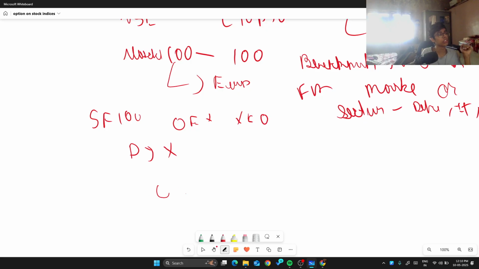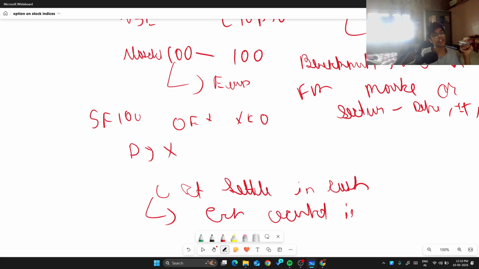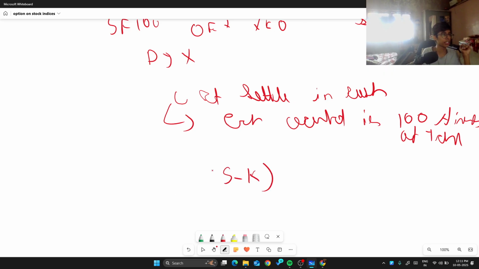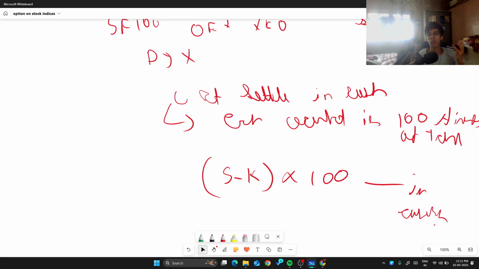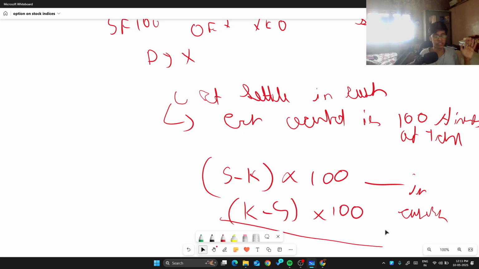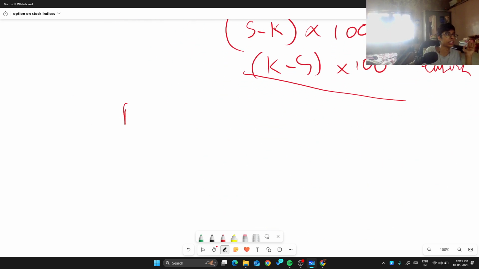Here it is settled in cash, and each contract is 100 times the index. What does that mean? Let's say we have a call option, its payoff would be (S minus K) times 100, and it will be in cash. So there is no buying or keeping the stock. We will get the exact amount of money that is our profit, multiplied by 100 times the index, right? And if it is a put option, the writer would give this much money to the investor, right? That's simple, and it is used for portfolio insurance.